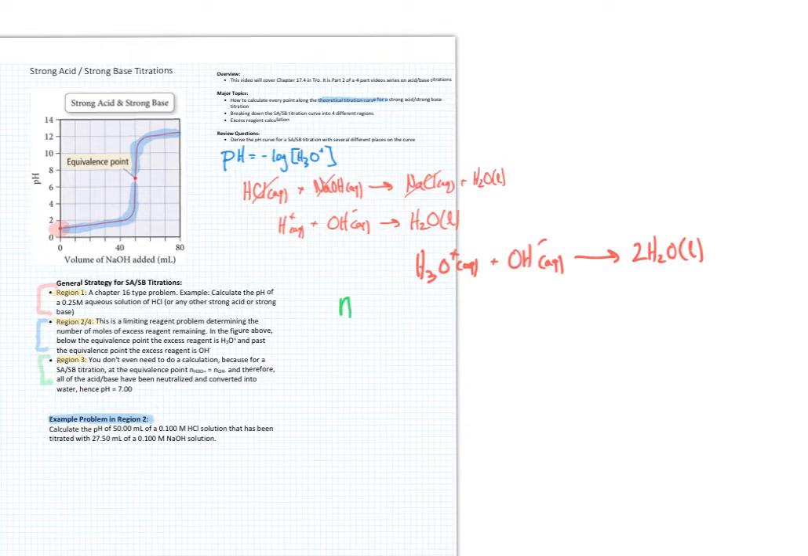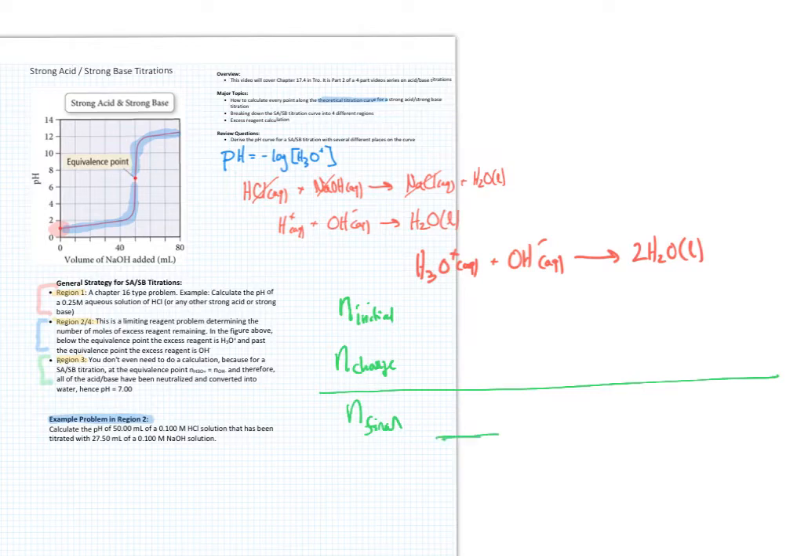So I'm going to say the number of moles initial, right? Not the molarity. And I'm going to say the number of moles that change. And then I'm going to say the number of moles final. Why am I doing this? Because I'm trying to figure out what the excess reagent is.